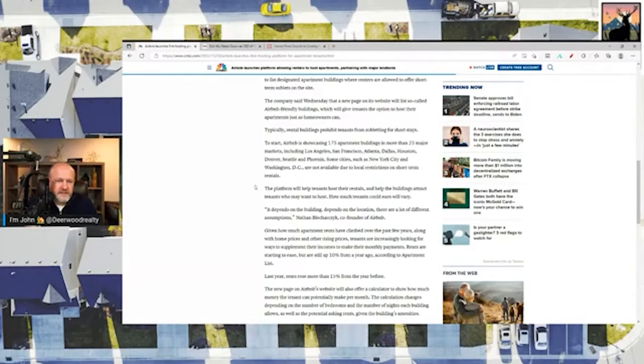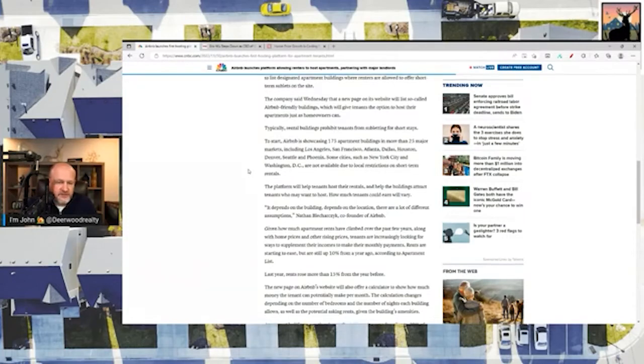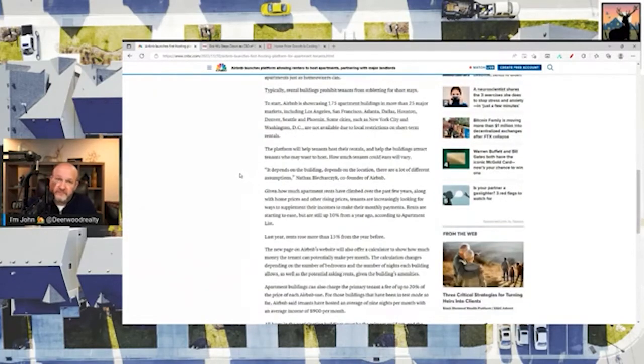It says, to start, Airbnb is showcasing 175 apartment buildings in more than 25 major markets, including Los Angeles, San Francisco, Atlanta, Dallas, Houston, Denver, Seattle, and Phoenix. Some cities, such as New York City and Washington, D.C., are not available due to local restrictions on short-term rentals. You run into the question of, should short-term rentals be limited? This is really getting dicey.